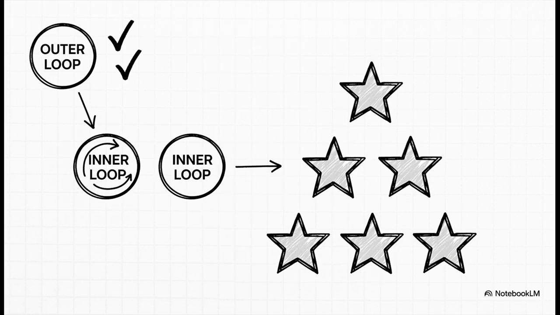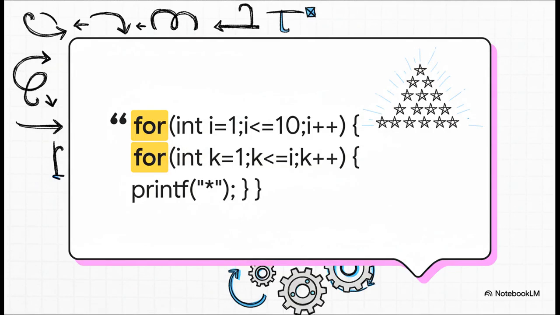And I think you see where this is going, right? On the third pass of the outer loop, the inner loop runs 3 times. The outer manager loop controls how many rows we get, and the inner worker loop controls how many stars get printed on each of those rows. And this is the code that makes it all happen. And honestly, it's way simpler than you might think.